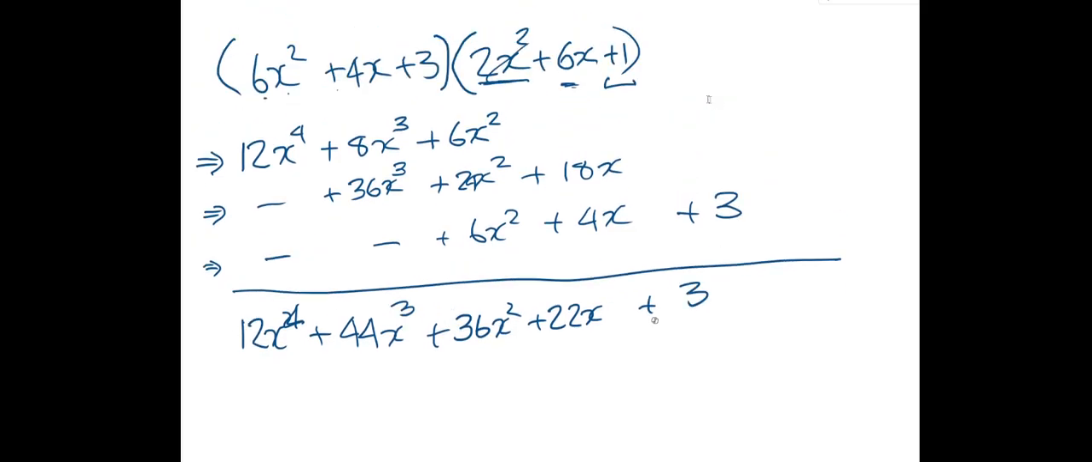Another one is to use the grid method, where you would put the grid at the top, everything for this times everything for this. In fact, we'll do it now if I can remember. 6x squared, 4x plus 3, and on this side we have 2x squared, 6x plus 1.